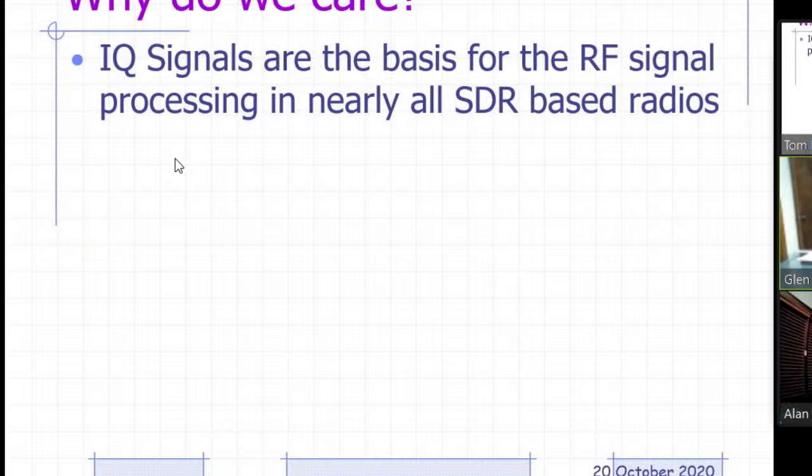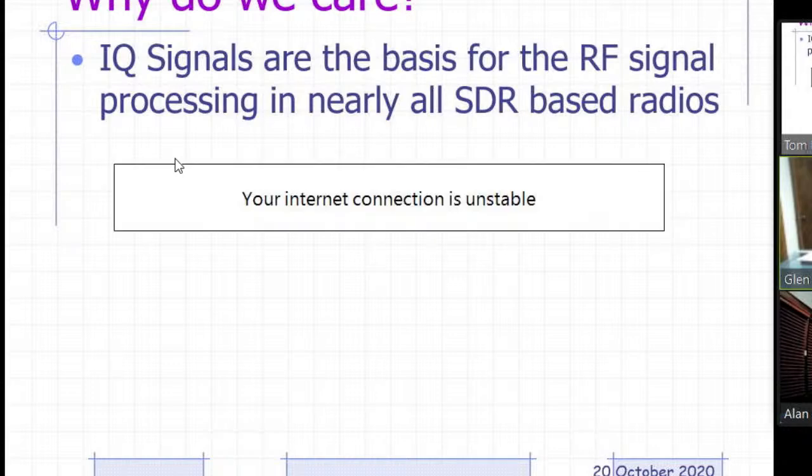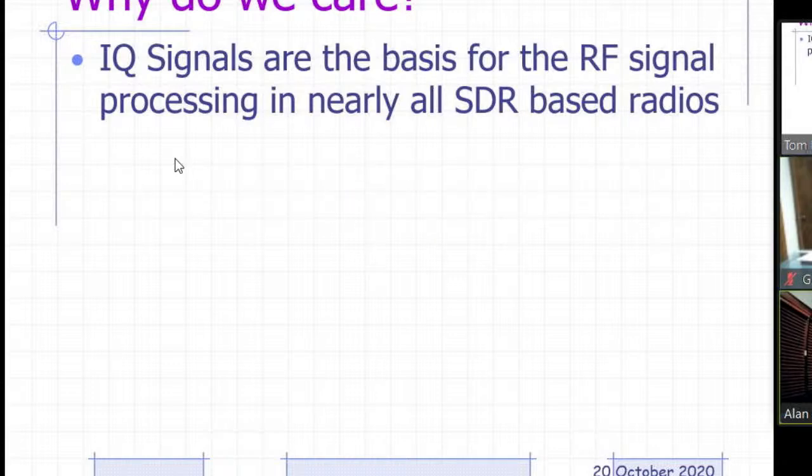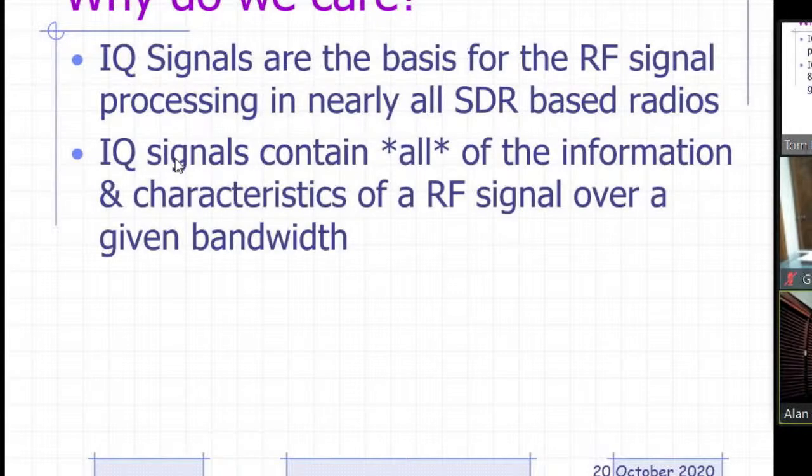All right, guys, so we had to restart it. Okay, so again, why do we care? These IQ signals are the basis for all the RF signal processing that happens in SDRs, and everything from a Flex Radio or an Anan, or even the wildly popular ICOM 7300 is basically an SDR. IQ signals are what is going on inside, so it's nice to understand what that's all about.